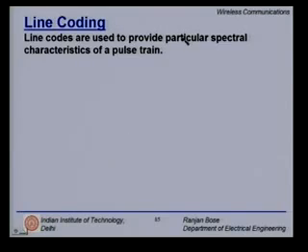Line codes are used to provide particular spectral characteristics of a pulse train. We will understand this definition of line codes by some examples which we will take just now. So, you can understand line coding by simply defining it in terms of certain properties in the frequency domain. For example, I do not want any power present in the DC value.